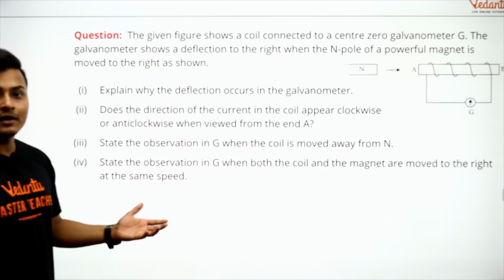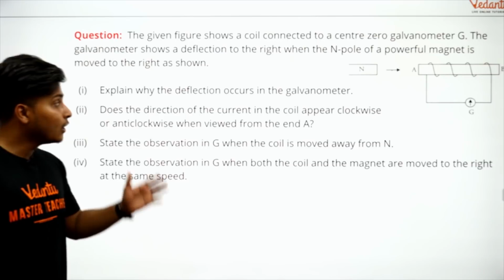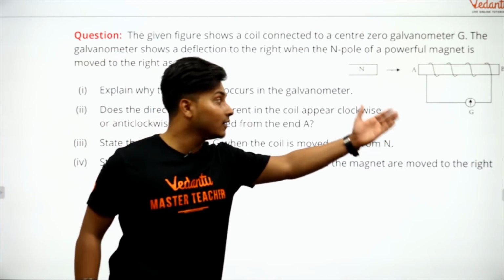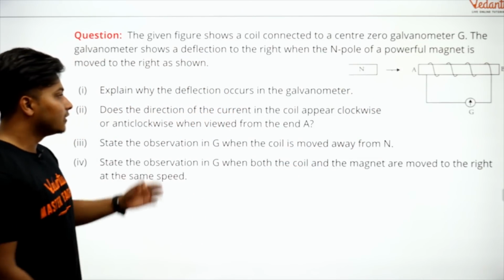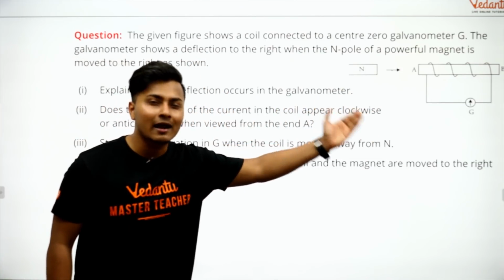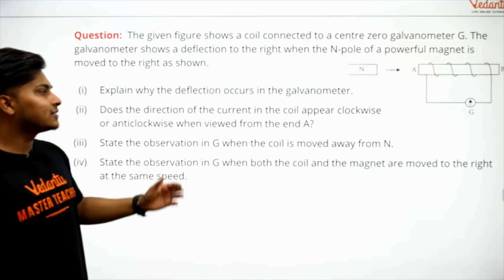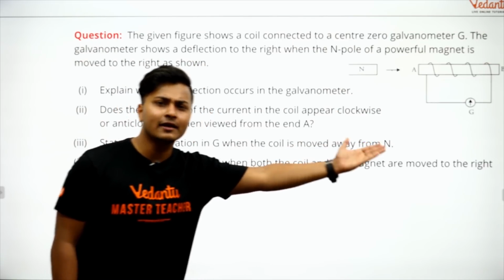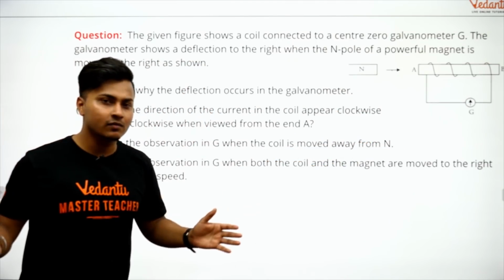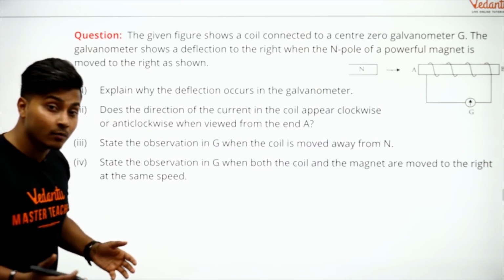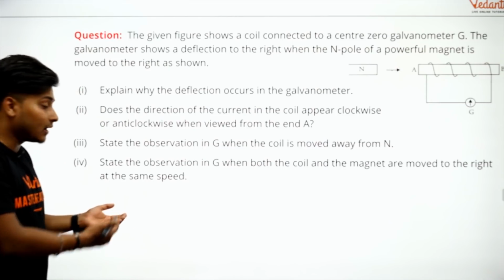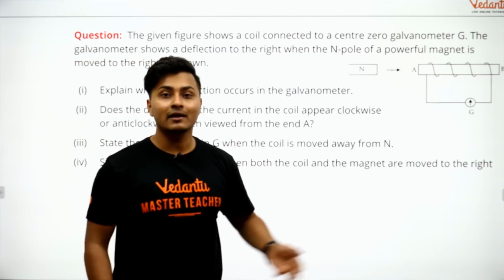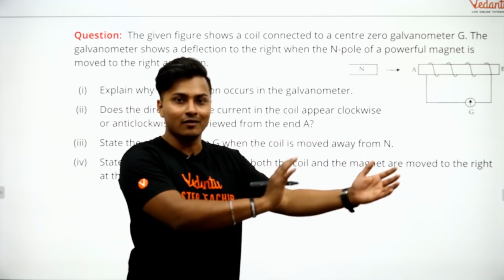I would like all of you guys to have a really good look, this is what you're going to solve. And this question, my dear students, comes for 5 marks, where they would ask: Number 1, explain why the deflection occurs in the galvanometer in that particular coil. Number 2, is the direction of the current clockwise or anti-clockwise? Number 3, state the observation of the galvanometer when the magnet is moving towards the coil or when the magnet is moving away from the coil. All of these are questions on electromagnetic induction, but a lot of students have no idea about it. And one of the important questions, the 4th part, is: state the observation in the galvanometer when both the coil and the magnet are moved together.